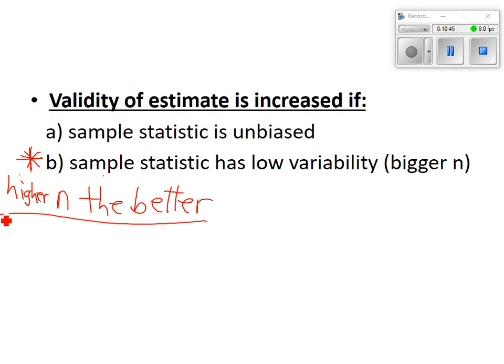So if I sent all of you out and you did a sample size of 30, and I didn't like the way the results came out, and I sent y'all back out and said, all right, do a sample size of 50 this time, which one's going to give us the better results? The 50. So the bigger the n, the better. The less variable it is.